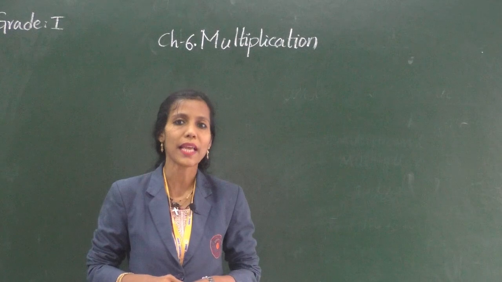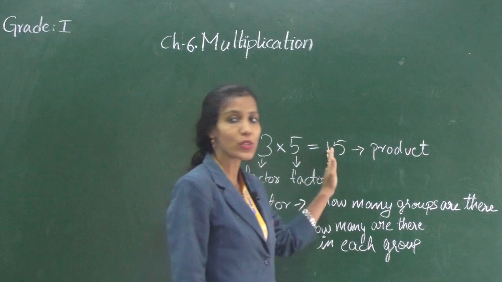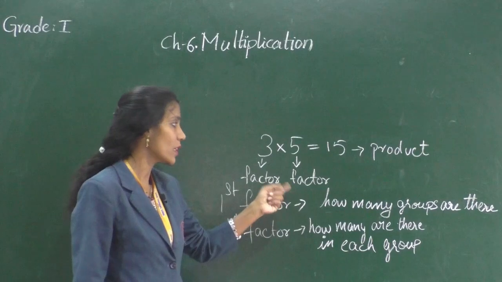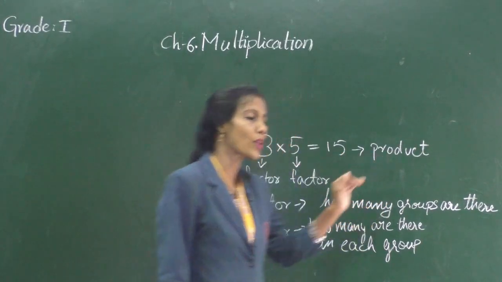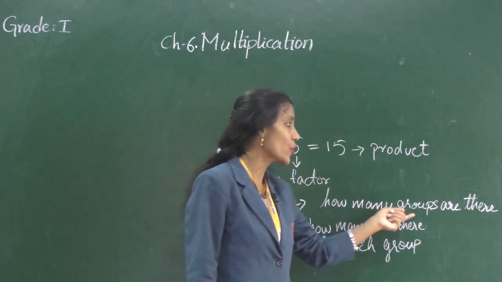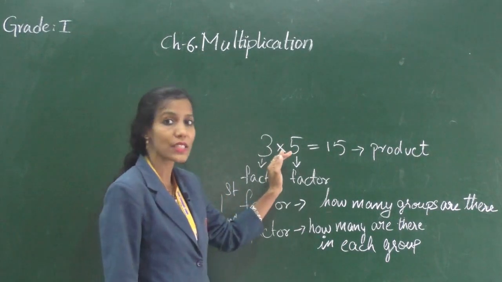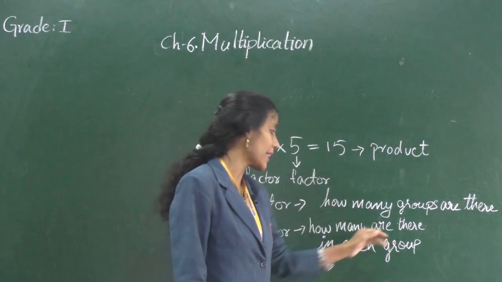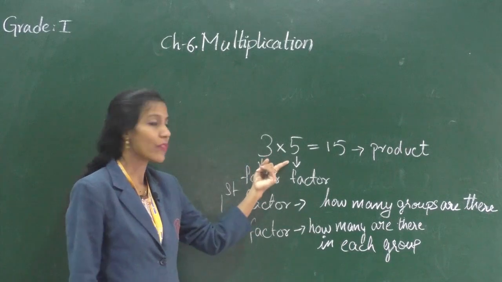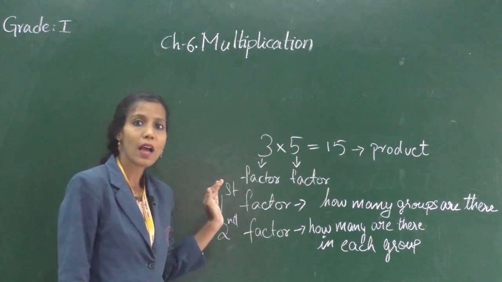When two or more numbers are multiplied to give a product, each of the number multiplied is called a factor. In this problem, 3 into 5 is equal to 15. 3 is a factor, 5 is also a factor, and 15 is a product. So, the first factor, that is 3, indicates how many groups are there, and the second factor, that is 5, indicates how many are there in each group.